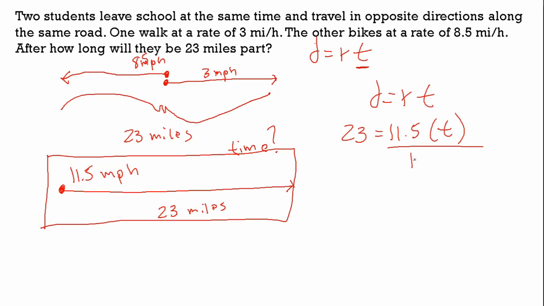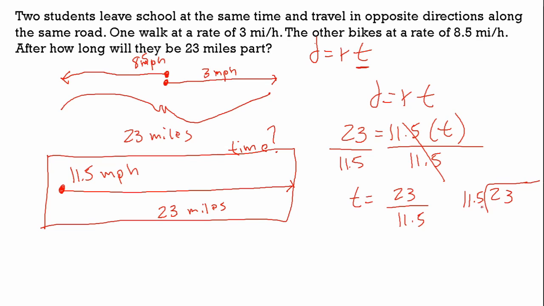So I'm going to divide both sides by 11.5 to get t by itself. This crosses out. I'm left with t equals 23 divided by 11.5. That looks like this. 23 divided by 11.5. And now we're trying to do long division, albeit with a decimal outside the division bracket.